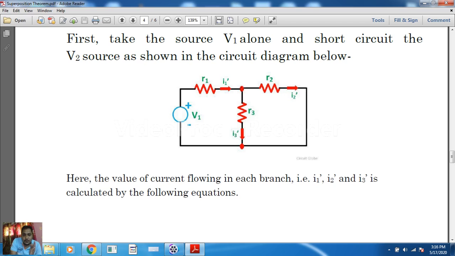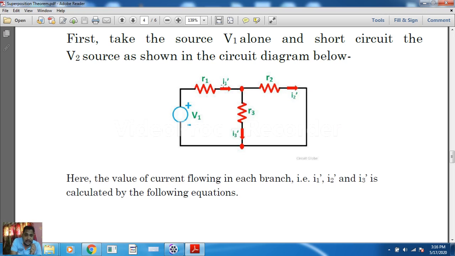So if we want to find the branch currents, first of all we have to find how much the source current is. Then, applying the current division rule, we can directly find how much current is flowing through R2 and through R3. So first find the source current, that means the current produced from the source, that is I1 bar. So how do we find it?